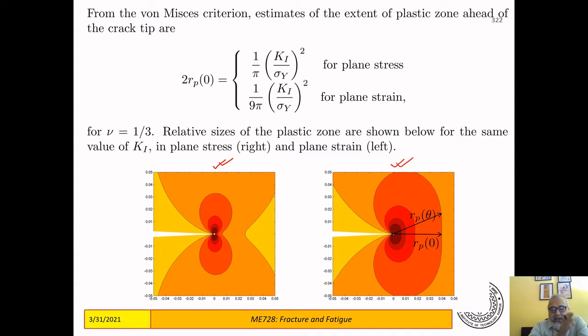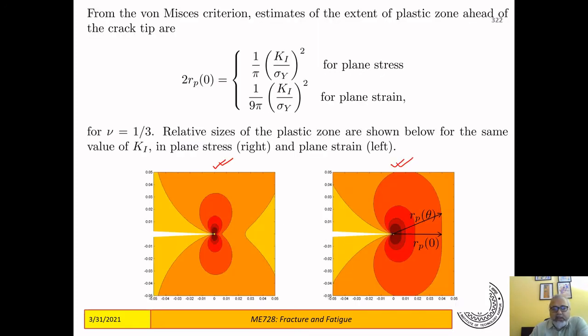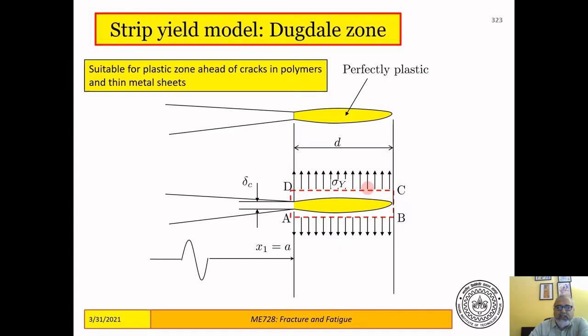Plane stress applies roughly at the surface of a specimen, whereas plane strain applies deep inside towards the central plane of a through cracked specimen. So we have looked at these estimates, but there are situations that occur, for example, in thin sheets of polymers as well as metals, where the plastic zone does not look like what we see here, but rather looks like a thin elongated strip ahead of the crack tip. This is called strip yielding, and this zone is called the Dugdale zone.